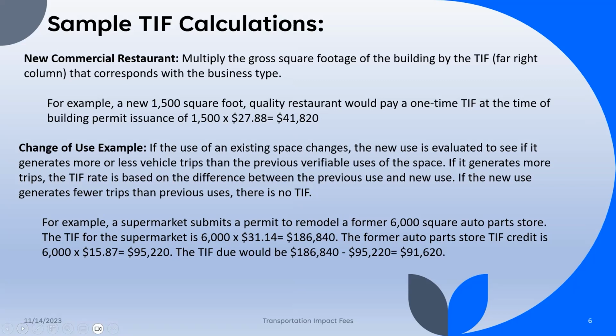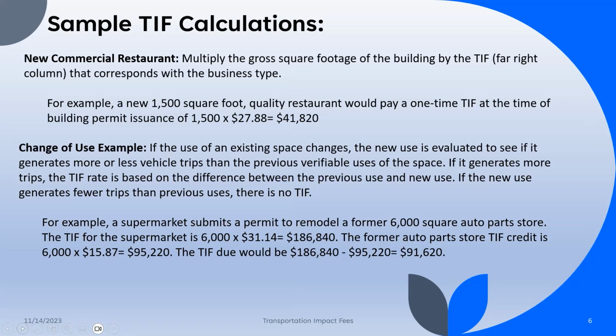So down the road, if the restaurant goes out of business, they can change use. If it's a reduced use, there's no credit back. But if they increase the use, with a higher trip generation than the restaurant, we would charge an additional fee. So that one-time fee runs with the property or the improvement. For a change of use, we look to see if it generates more or fewer vehicle trips. If it's more trips, we charge a fee. If it's less, you just use the old fee that was previously charged.